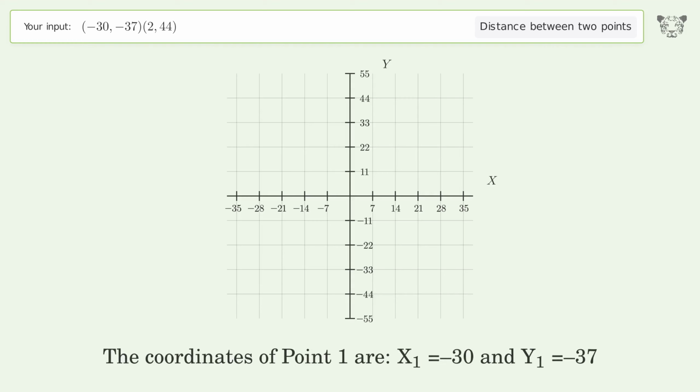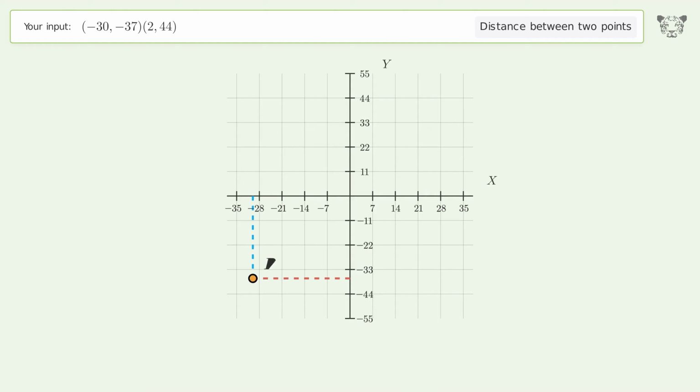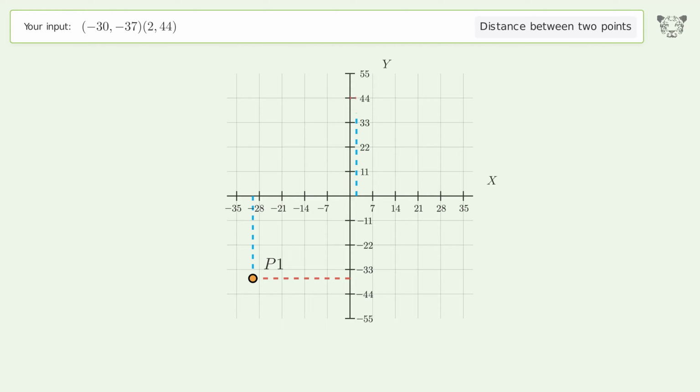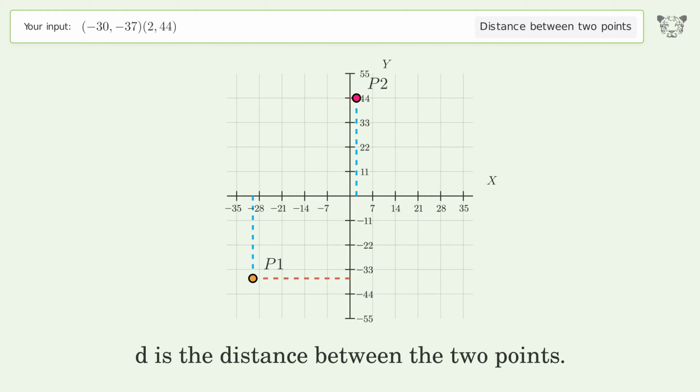The coordinates of point 1 are x1 equals -30 and y1 equals -37. The coordinates of point 2 are x2 equals 2 and y2 equals 44. D is the distance between the 2 points.